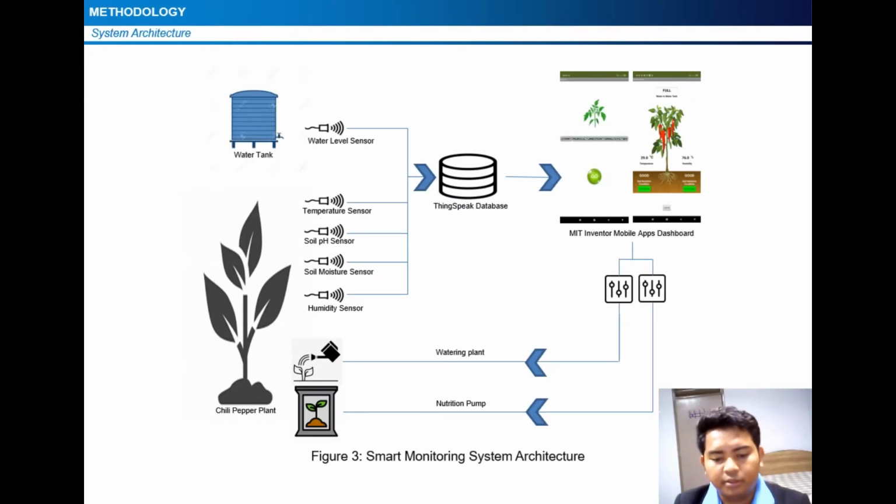This one is the smart monitoring system architecture. Basically, we have 5 sensors: water level, temperature, soil pH, soil moisture, and humidity. All these 5 sensors send data to ThingSpeak and are stored in the ThingSpeak database. From ThingSpeak, we extract the data and move it to the MIT App Inventor mobile app dashboard. From the mobile app, we can control two controllers, which are watering plant and nutrition pump.